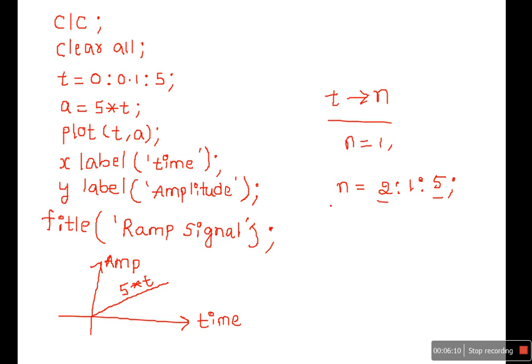That's it. Now in place of plot, what we can write is stem. So to generate a discrete signal, in place of plot, we have to use stem. So stem n comma a, that's it. For any program to generate continuous as well as discrete, if we make these two changes, that's it. A continuous as well as discrete type of signal is generated.